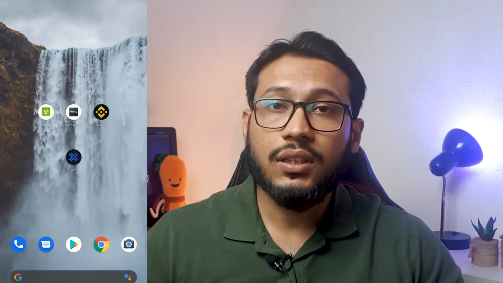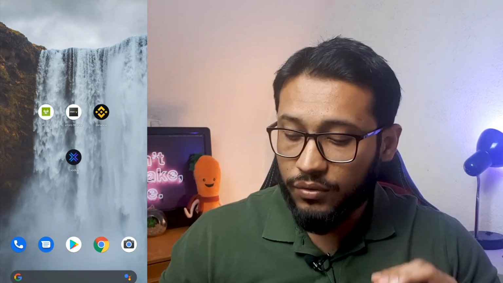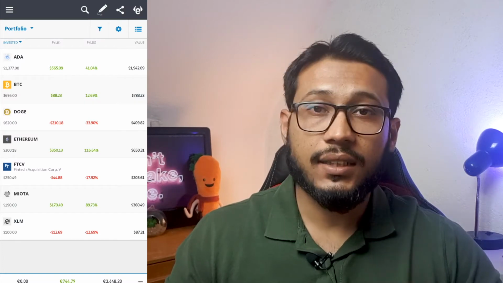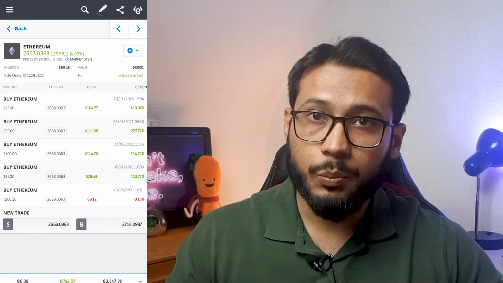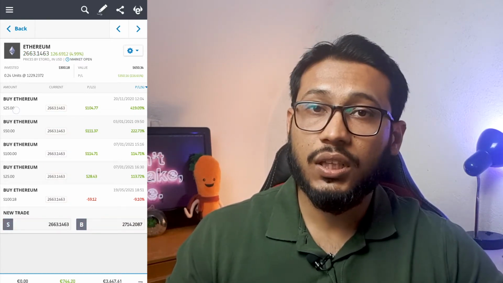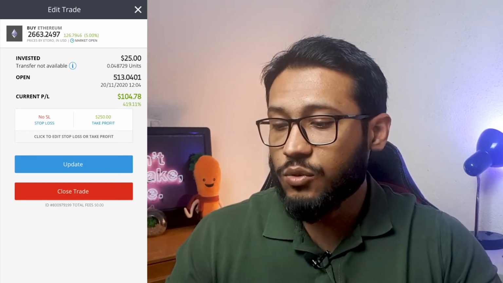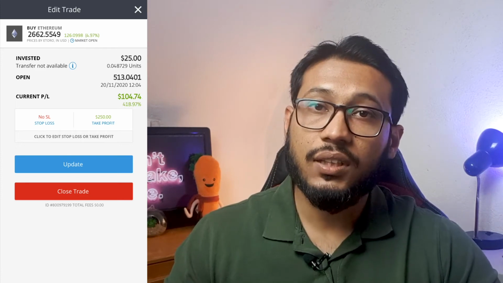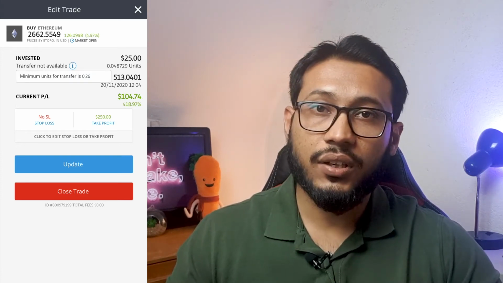To transfer cryptocurrency from eToro trading app into the eToro wallet, first you'll need to open the eToro trading platform. Go to your portfolio and click the cryptocurrency that you want to transfer. Now, if you have multiple trades open, select the trade that you want to transfer. Here you will be able to see if your trade is eligible for transfer or not. This trade that I have opened is not available for transfer, as this does not fulfill the minimum amount of Ethereum that I can transfer into the eToro trading app.